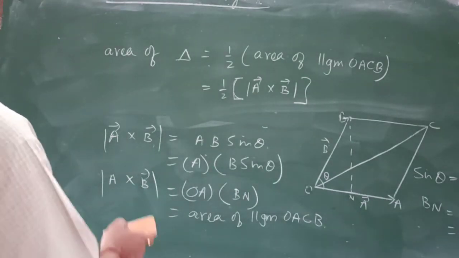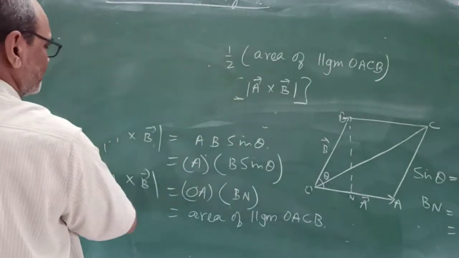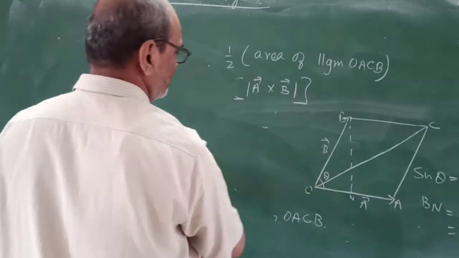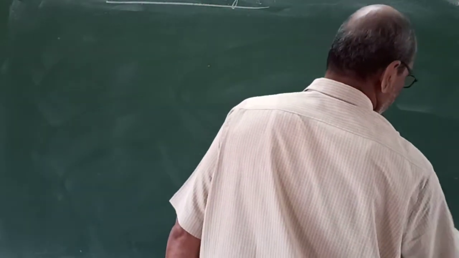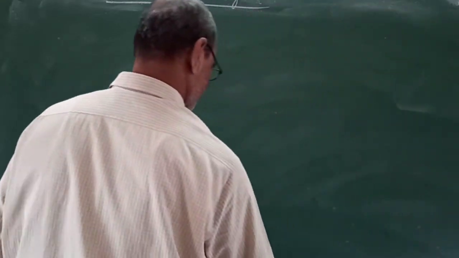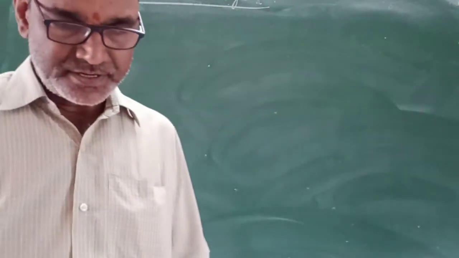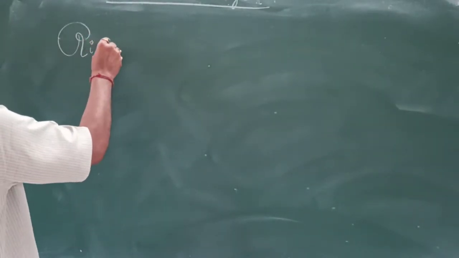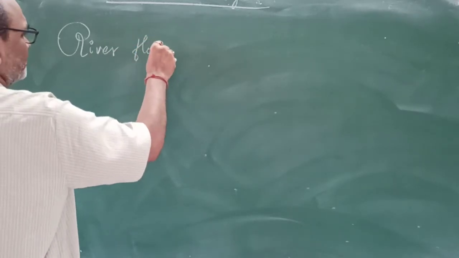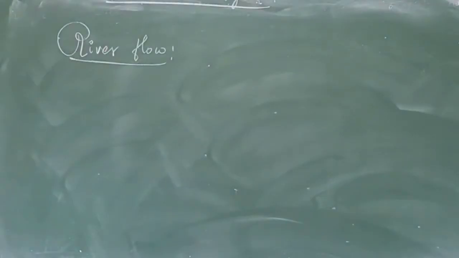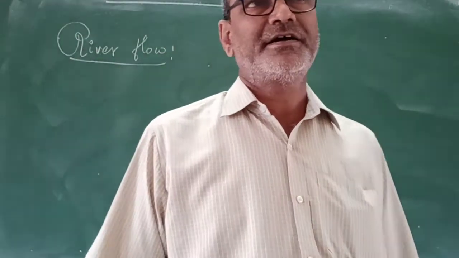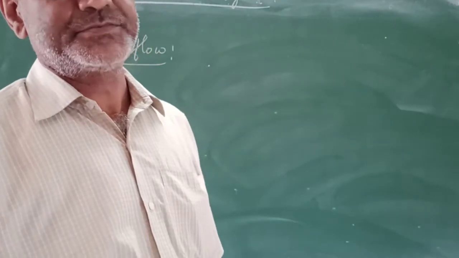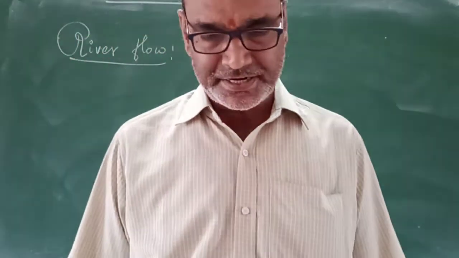Now, two points are left. How to cross a swimmer to a river. Topic is river flow. It is also a very important point, like that vector product. One numerical may be asked in the examination. River flow may be asked, not I am sure, but it is an important point.